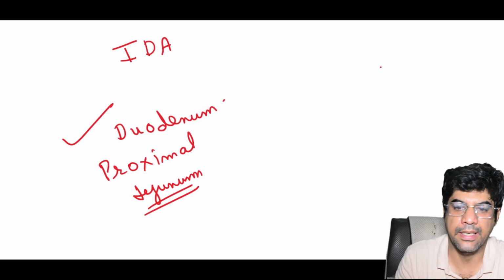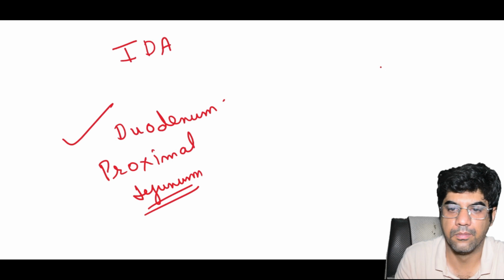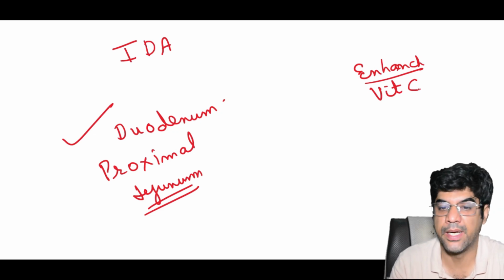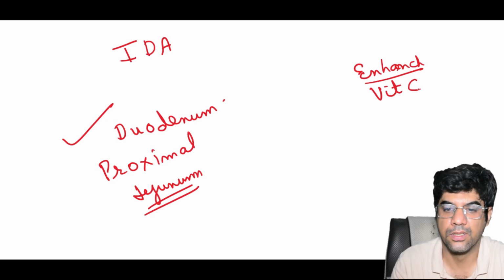Now iron, remember, is absorbed mainly in the duodenum and proximal jejunum. Remember the heme iron, that is from animal sources, is better absorbed than the non-heme iron that has a plant source.